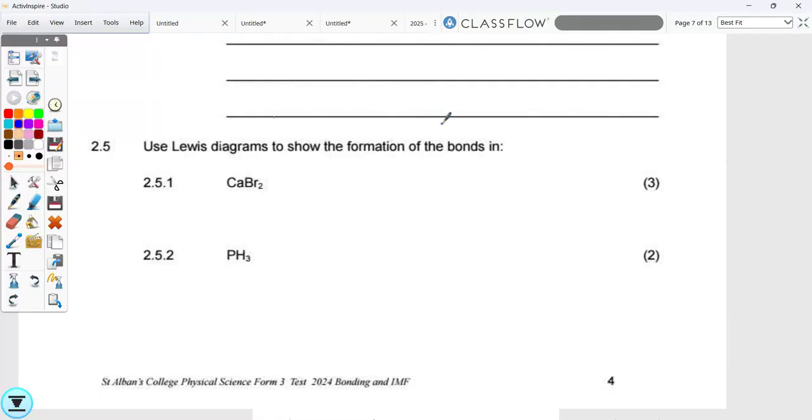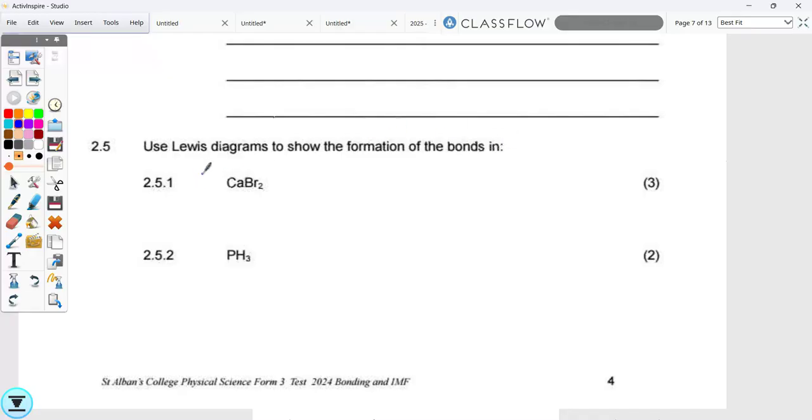Use Lewis diagram to show the bonds. What is your first job? Before that, draw the symbols. Before that, get a pencil. That's a good one. Get a pencil out. Once you have a pencil, what are you going to decide about the substance? Before that. What type of bond is it?